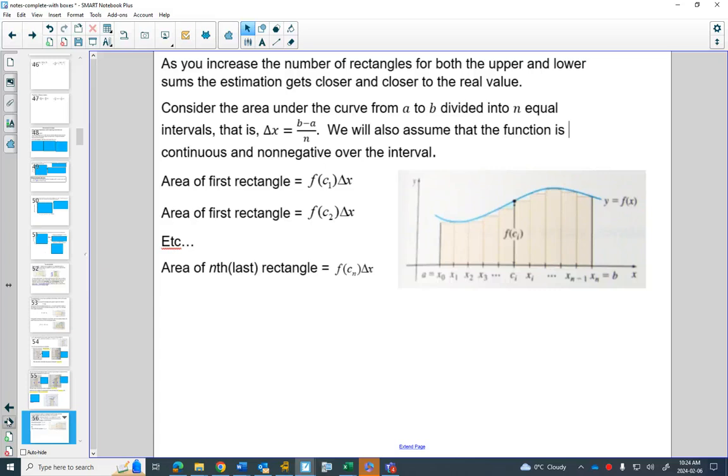So here's some notation. If we went from A to B, and we broke it up into n equal sections, then each interval, or each section, would just be the total distance, right? B minus A is the total distance along the bottom, divided by how many sections you have, divided by n. Okay. We are also doing this for functions that are continuous, and right now, we're just thinking about things where the area is positive. We're not worrying about any of that area below the curve.